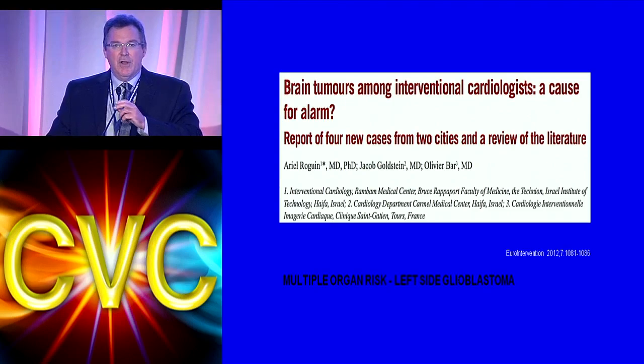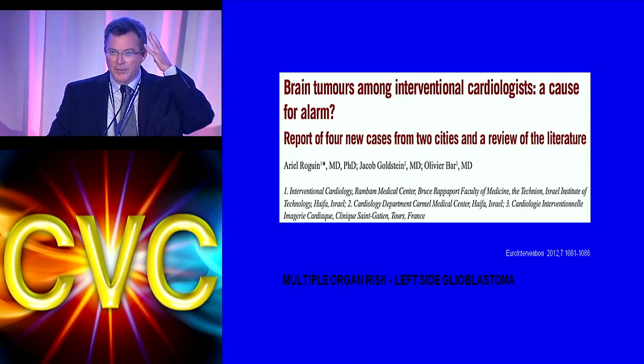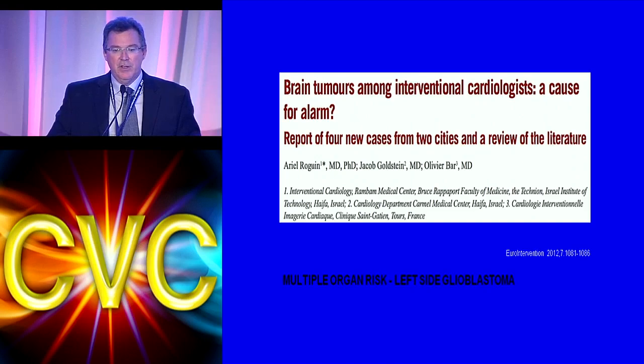And radiation itself is dangerous to us. Brain tumors among interventional cardiologists. Is this a cause for alarm? 4 new cases here in this reported article from 2 cities and review of the literature. And these tumors were on the left side where your head is going to be closest to that eye. So again, there are some indications that this radiation is dangerous to our health as physicians.